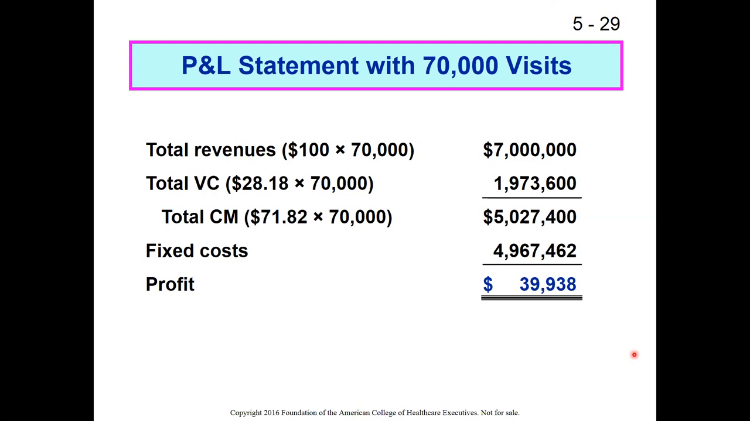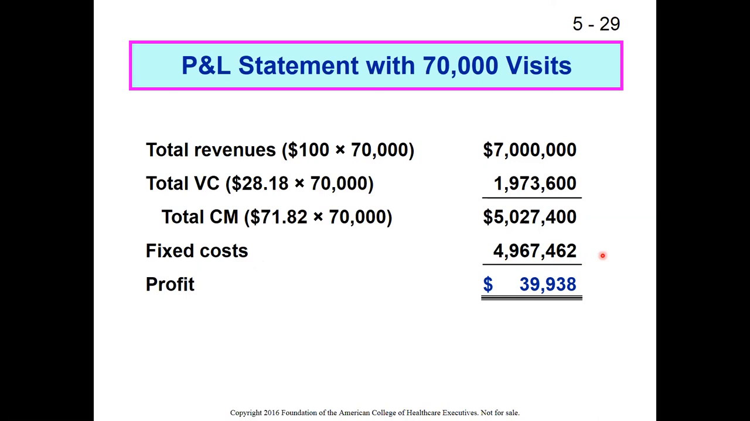So let's say going from 70,000 to 70,001, right now. Don't even think about the 5,000. Just think about one more visit. Should they do one more visit? Well, assuming that they can go from 70,000 to 70,001 without having to build any more facilities or hire any more employees, that they have the capacity to take on one more visit without any change to their fixed costs, then how much would they have to charge for that one additional visit in order to justify doing it?